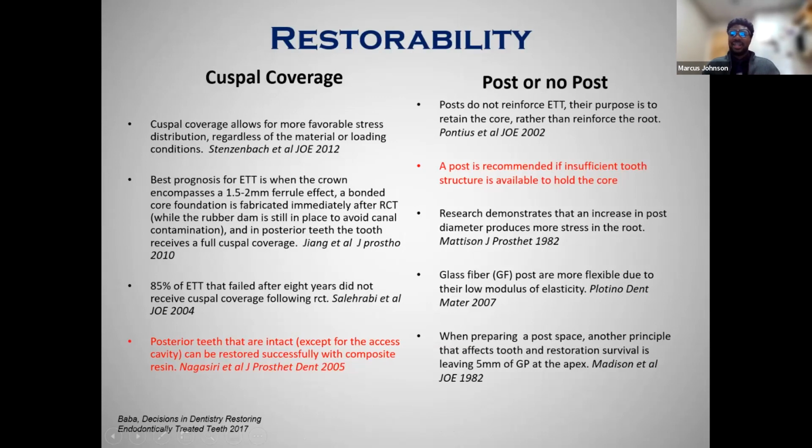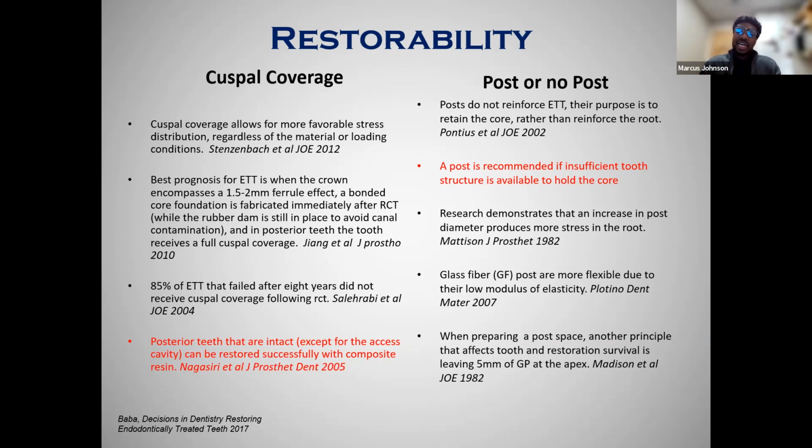Posts do not reinforce endodontically treated teeth. Their purpose is to retain the core rather than reinforce the root. That was old thinking, and that still holds true, but we understand that sometimes in anterior teeth, we can actually reinforce those endodontically treated teeth if they've snapped off at the CEJ and we're trying to restore that with deep margins. We may have to elevate that margin and create a more robust ferrule, if you will. Crown lengthening comes into those considerations as well.